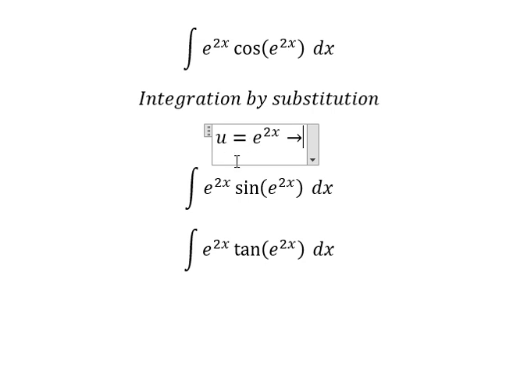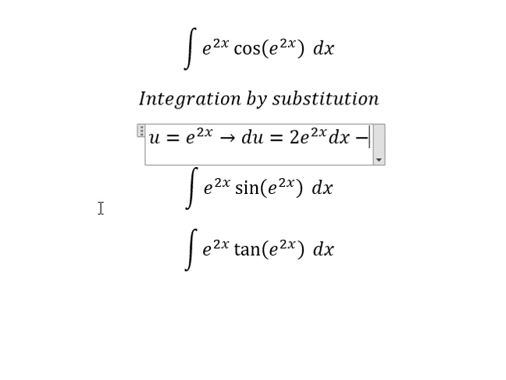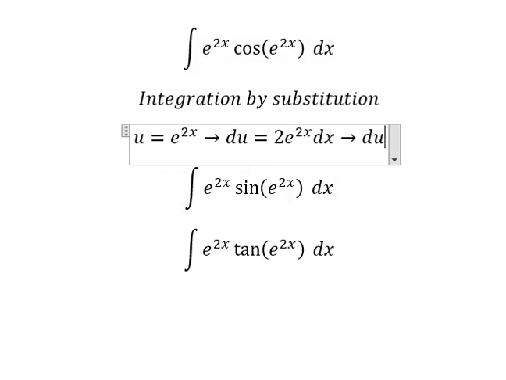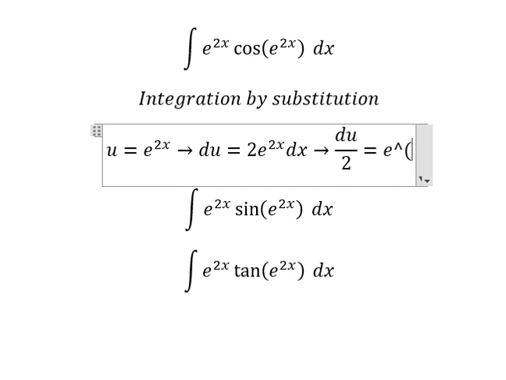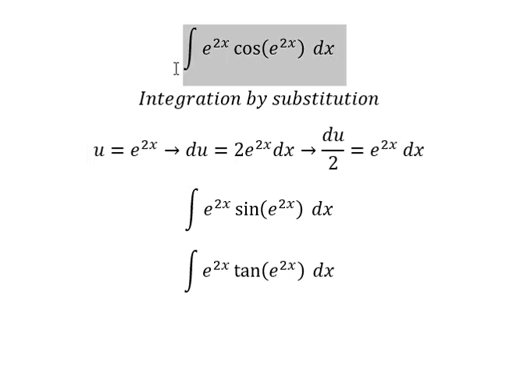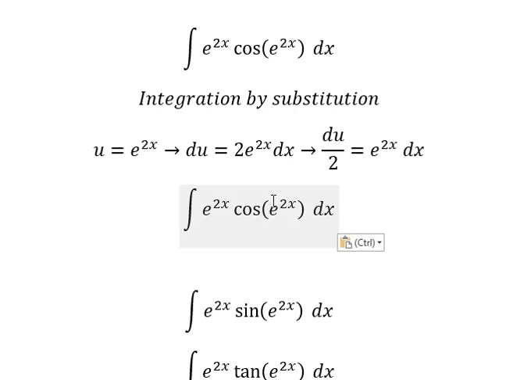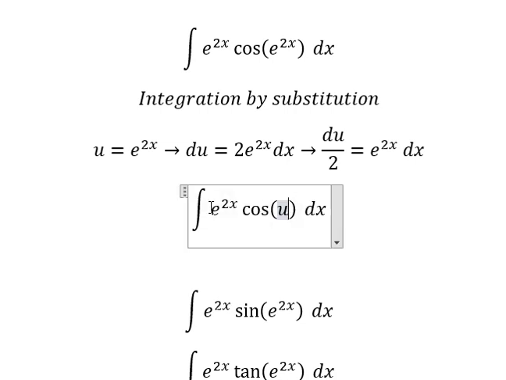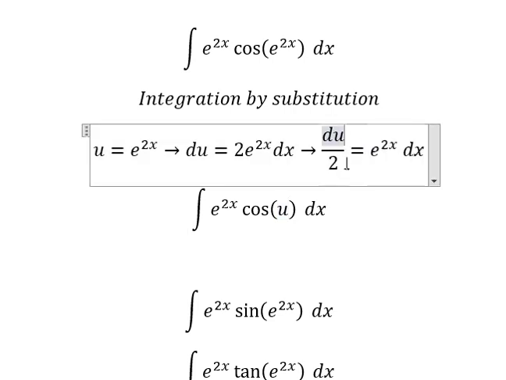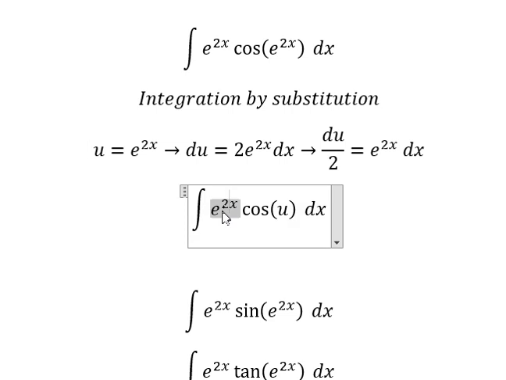Later, we need to do first the derivative for both sides, and we have du equals 2 e to the power of 2s ds. Because we don't have the number 2, we need to divide both sides by 2. So this one we change for u. e to the power of 2s ds, we change for u over 2.